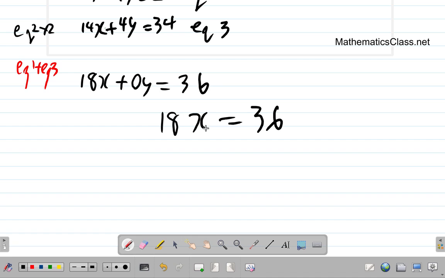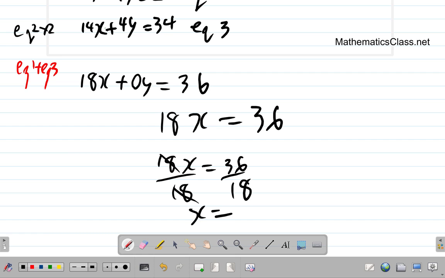What we can do here in order to find out what x is, we can say 18 times what gives us 36, and think about what it is that you must multiply 18 by. Well, we know it's 2, so x would be 2. But we could say 18x equals 36 and divide by 18. 18 cancels 18, so you have x equals 36 divided by 18, which is 2. So x is 2.